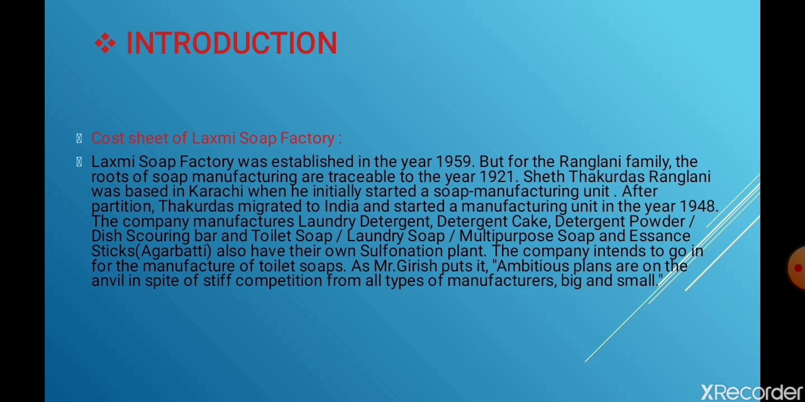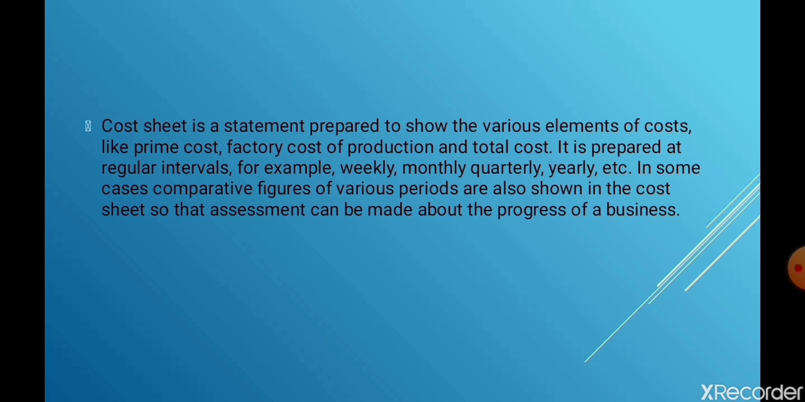The company manufactures products like laundry detergent, detergent cake, detergent powder, soaps, etc. The company tends to go in for manufacturing of toilet soaps. Now we see what a cost sheet is. A cost sheet is a statement prepared to show the various elements of cost like prime cost, factory cost of production and total cost. And it is prepared at regular intervals, for example weekly, monthly, quarterly, yearly, etc.